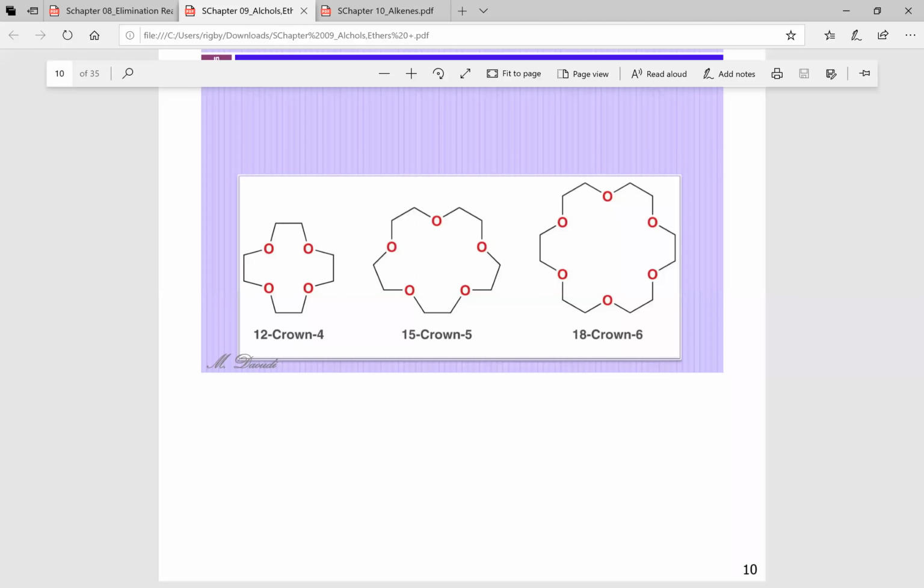And so then what those crown ethers will do is they'll take ions, specifically cations, so like lithium plus, potassium plus, that sort of thing, and they'll sort of trap them within that nonpolar solvent.